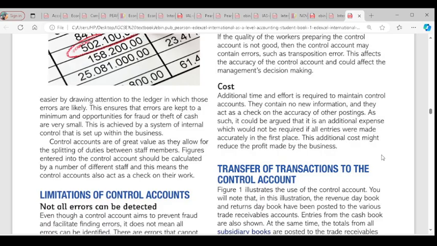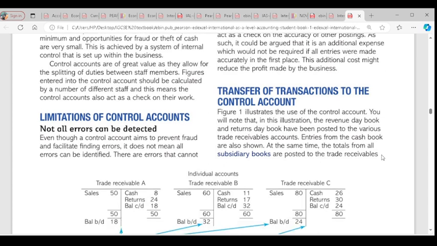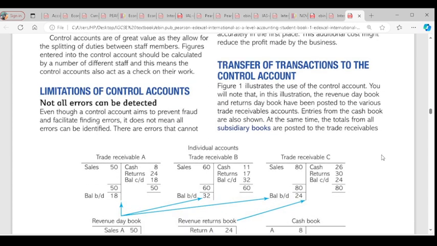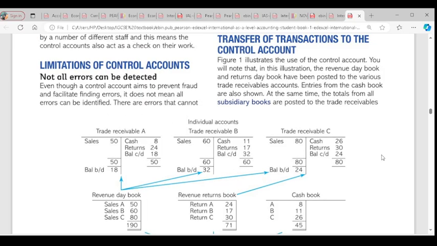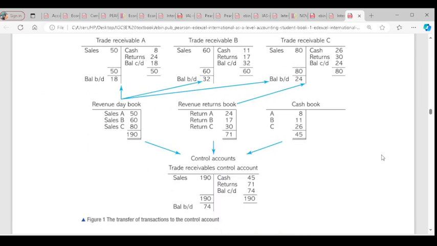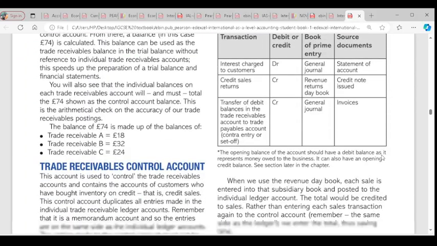So go to transfer of transactions to the control account. I wrote, all entries in the subsidiary books of accounts are transferred into the sales ledger control, trade receivable, or control account of purchases ledger. So that is what the transfer is about. All the transactions in the sales day book will be transferred to the sales control account, and for purchases, they will be transferred to the purchases control account. So that takes us to the trade receivables control account. All these ones I'll explain in the question.